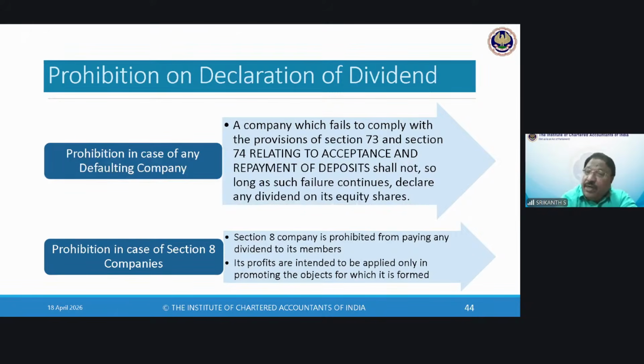Okay, there are many formalities. For example, you have to issue a statutory advertisement. You have to maintain cash reserve. So many conditions are there. You have to file an annual return. All these conditions have to be fulfilled. All these provisions have to be complied with. For a failure by any company to comply with Section 73, Section 74, straight away there is a prohibition on declaration of dividend. So long as such failure continues, it cannot declare any dividend on its equity shares.